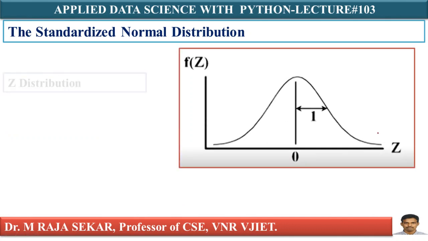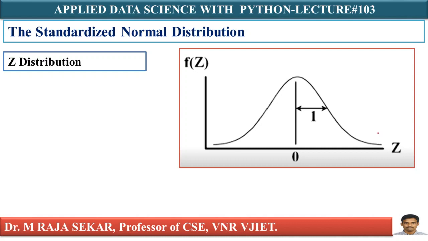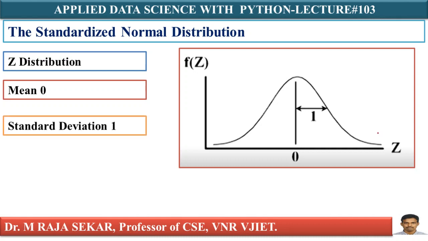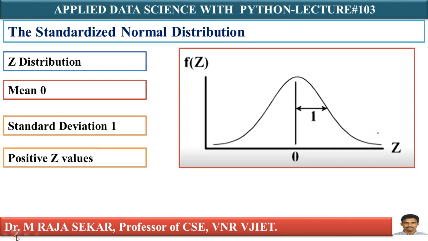Yes, same curve. The standardized normal distribution is also known as Z distribution, isn't it? Its mean is 0 and standard deviation is 1. As these 2 points are very important, I am repeating again and again. The values above the mean have positive z values. This is the positive z value case. This side, z is a negative z value, isn't it?